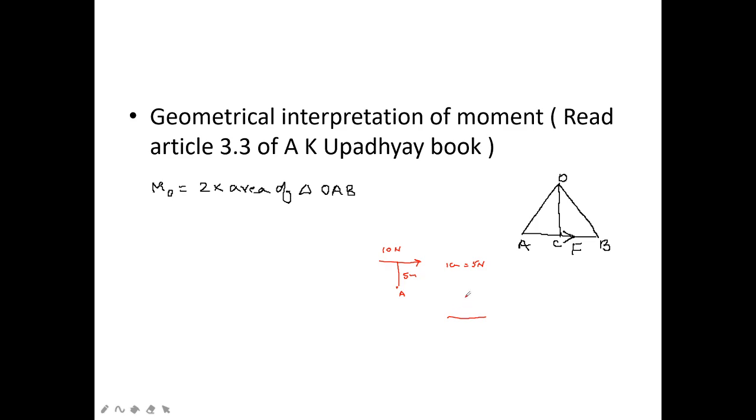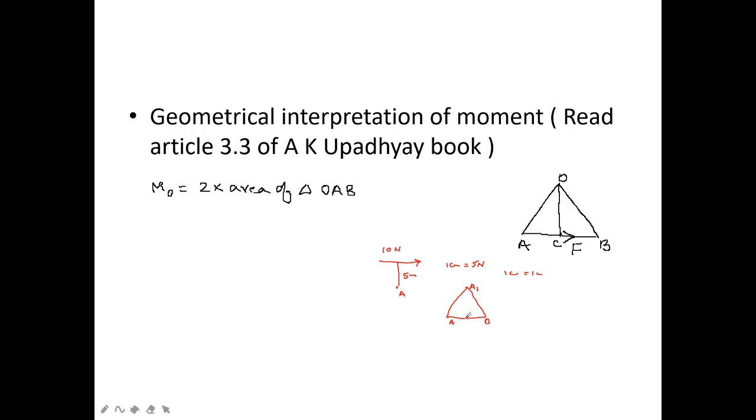So I will choose the scale as 1 centimeter is 1 meter. Then I will take 5 centimeter from point A, 5 centimeter from this line AB, and let us say this point is A1. Then I will join this line and form the triangle.